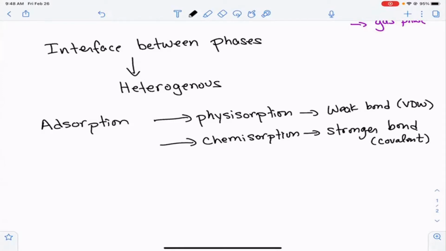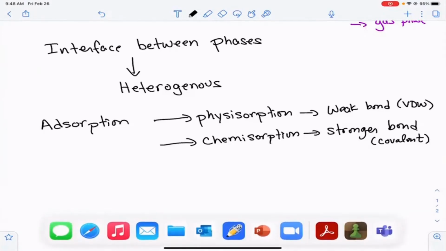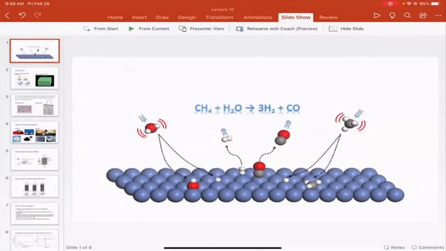An example of adsorbed species can be found here, where I have methane plus water giving us hydrogen and CO, or of course, methane steam reforming. And one of the things that you can see is that each of these species, whether it's methane all the way at the top right or water at the top left, are coming to the surface, sort of sticking to it. And it is the interaction between the surface and the reactant that facilitates elementary steps.